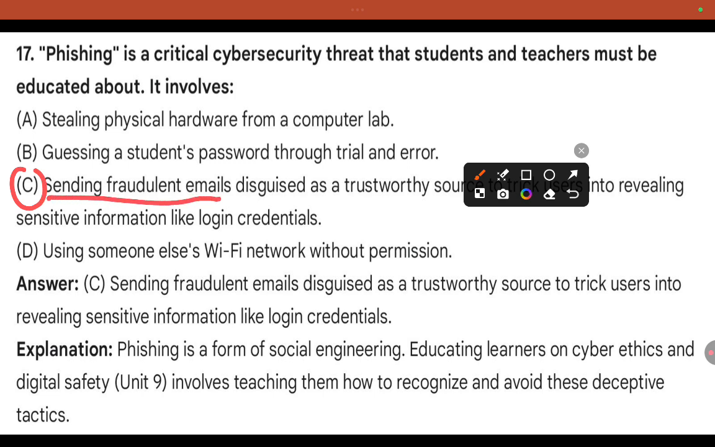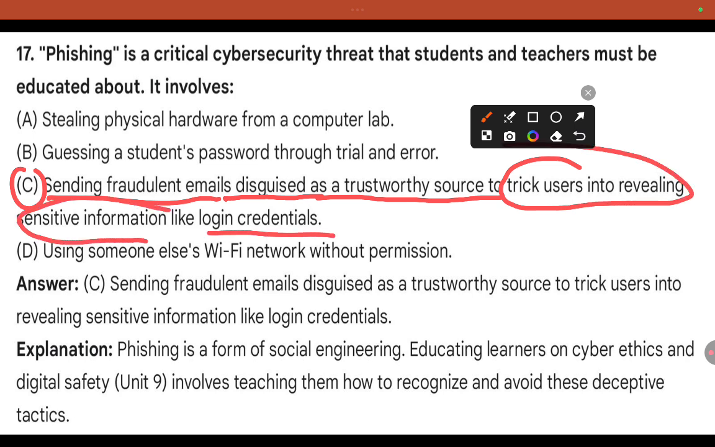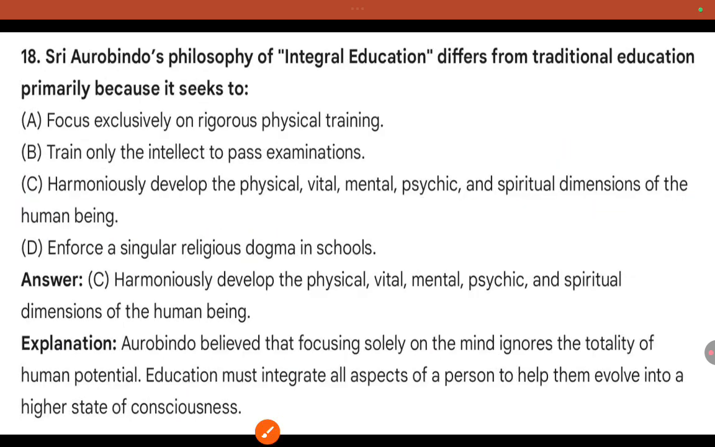Sending fraudulent emails disguised as a trustworthy source to trick users into revealing sensitive information like login credentials. Phishing is a form of social engineering. Educating learners on cyber ethics and digital safety involves teaching them how to recognize and avoid these deceptive tactics. 18th one.